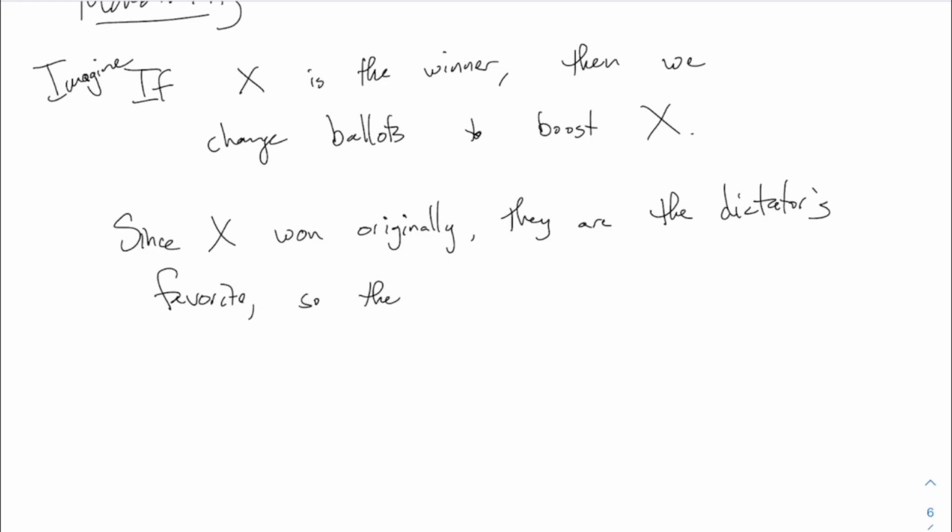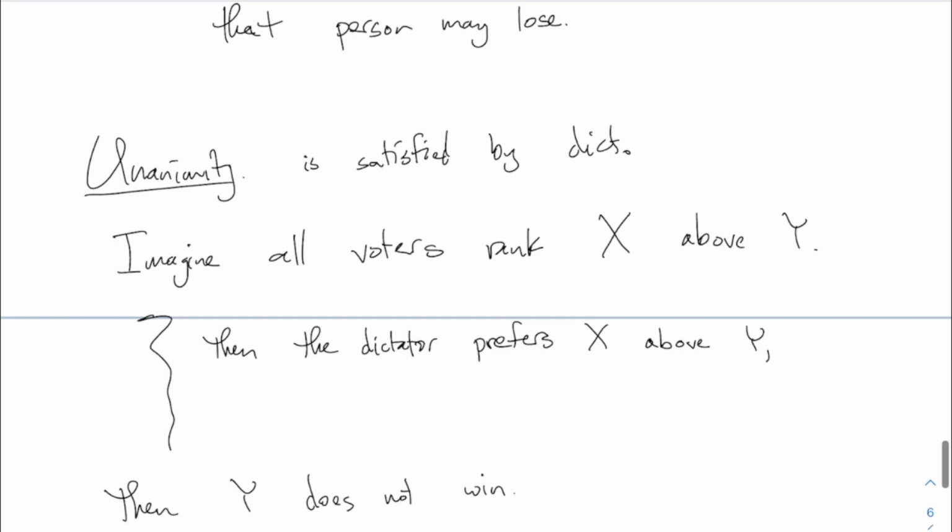So they still win. Even after you boost them up on some of the ballots, it doesn't matter. They were already the dictator's favorite, and so they are still going to be the dictator's favorite after you make the change, and so they still win. All right? So the dictatorship satisfies the monotonicity.